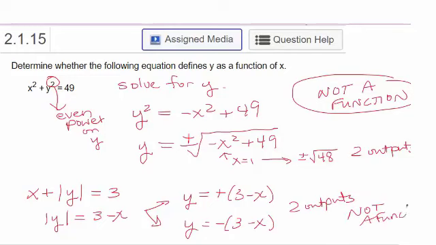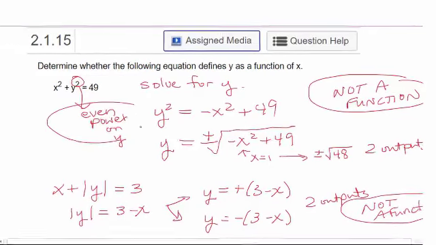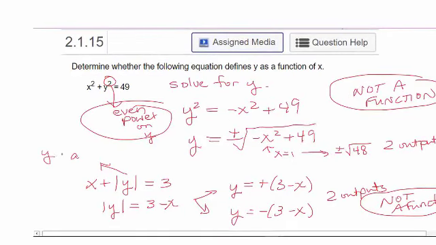So those are the things you mostly want to look out for when y is raised to an even power, or y is in an absolute value. Then you do not have a function.